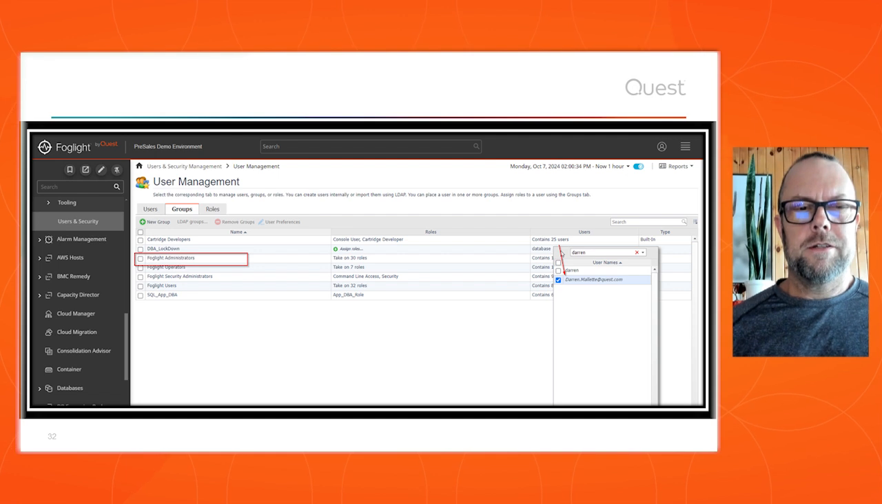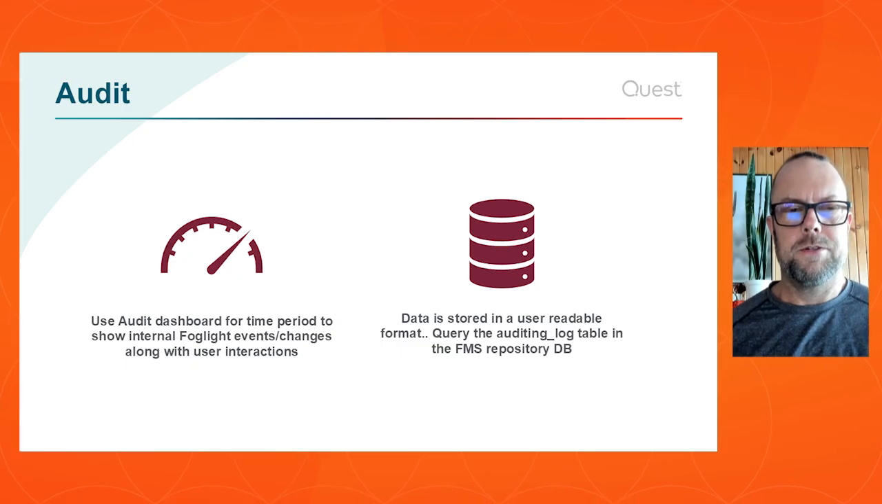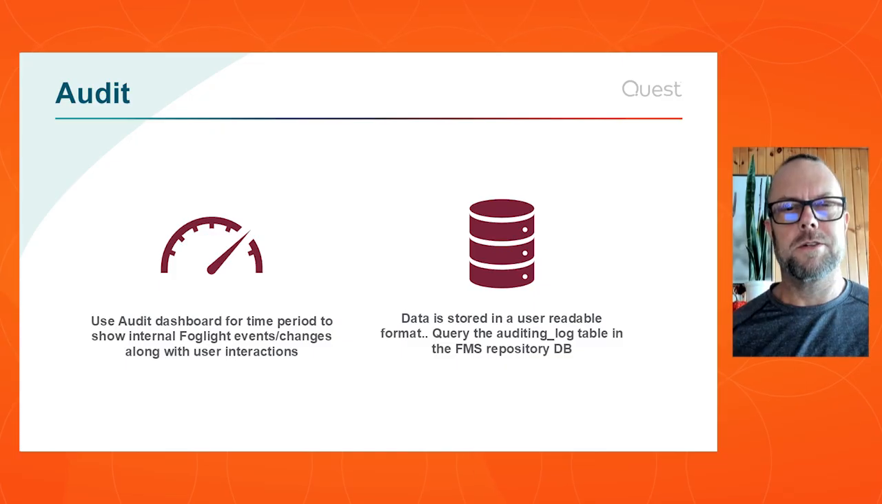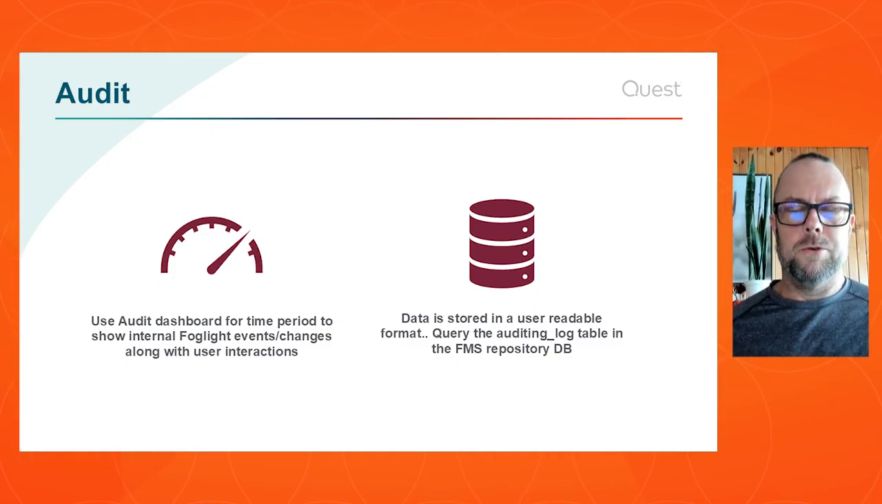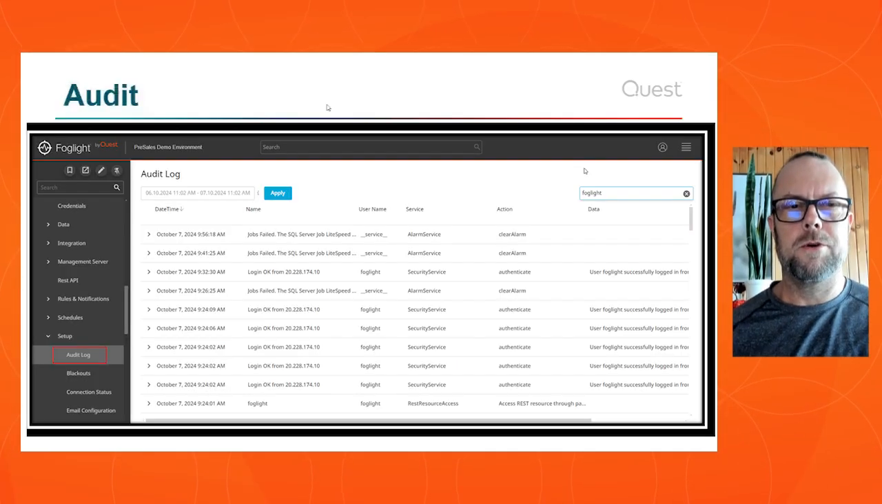When we get to audit, there is a new audit dashboard that became available with the new UI. It shows you the changes that have happened, the operations that have occurred for a time period, along with the API calls and other aspects of product navigation. It is stored in the Foglight repository. It's one of the few tables that's user readable, and it's in the auditing log table. So we'll take a quick look at just the UI portion.